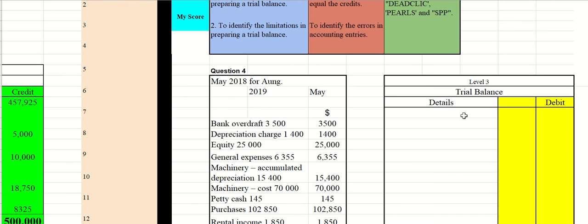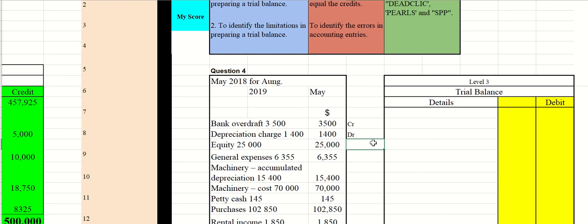Let's identify the debit and credit of the following items. Bank overdraft has a credit balance because it's a liability and it's a short-term loan which you're supposed to pay back to the bank. Depreciation charge is an expense. Expenses do have a debit balance.